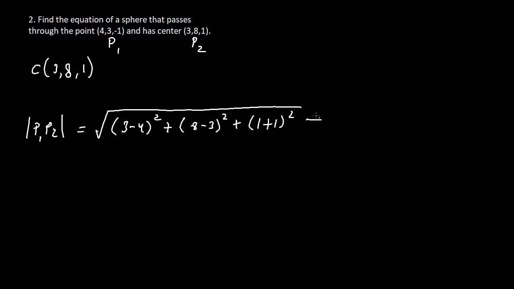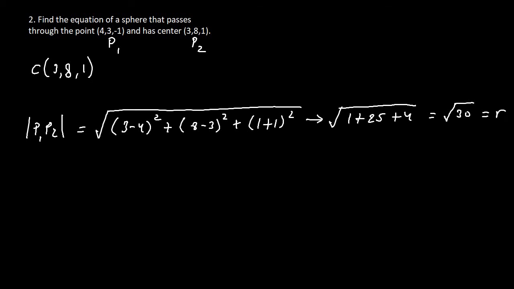Then 3 minus 4 is -1, and -1 squared is 1. And then we have plus 8 minus 3, which is 5, and 5 squared is 25. And then plus 2 squared, which is 4. So 25 plus 4 is 29, plus 1 is 30. So the distance is the square root of 30. That will basically be the radius of this specific sphere.